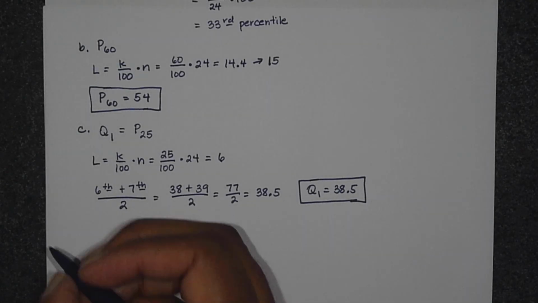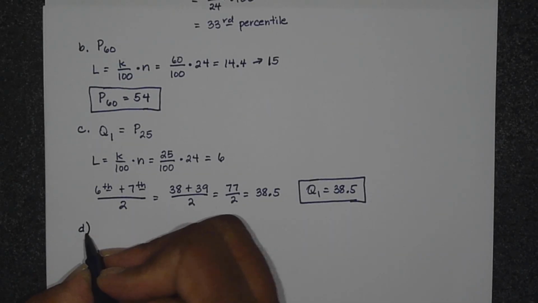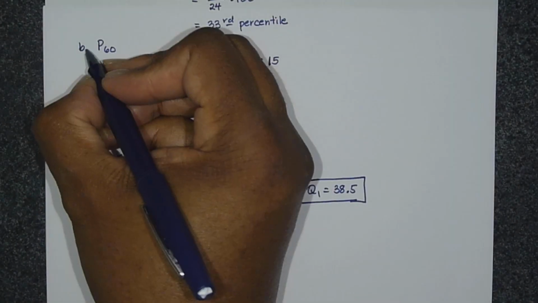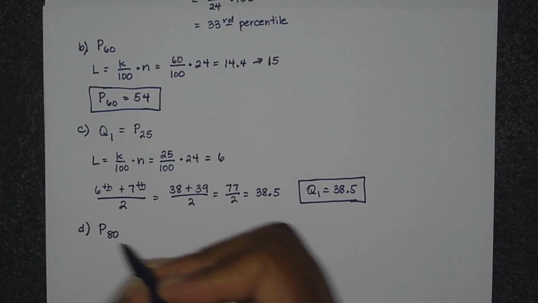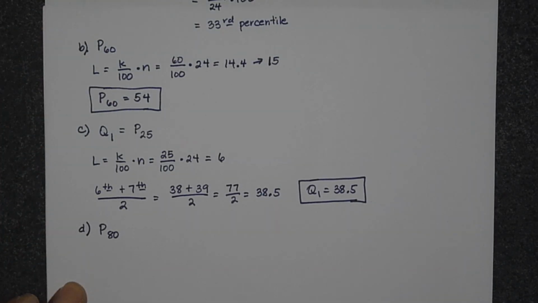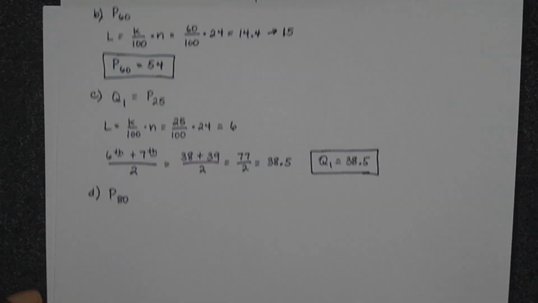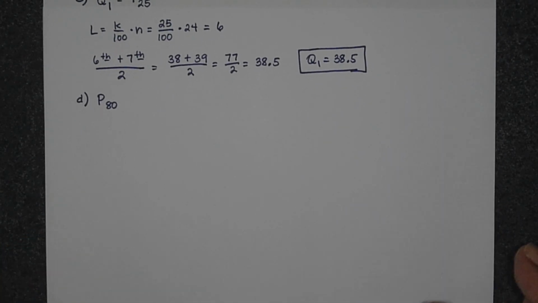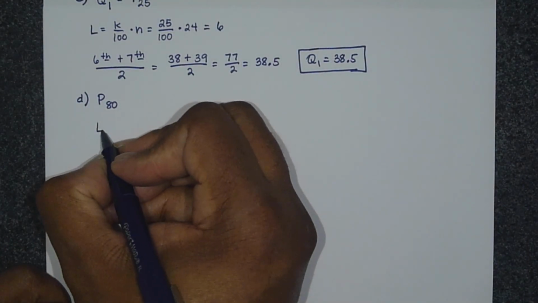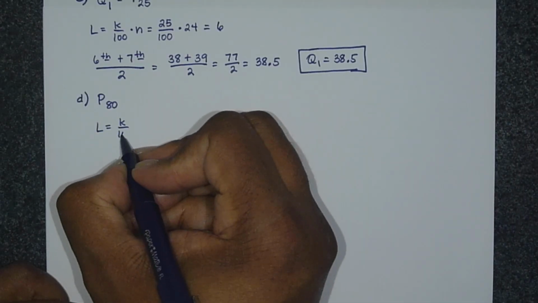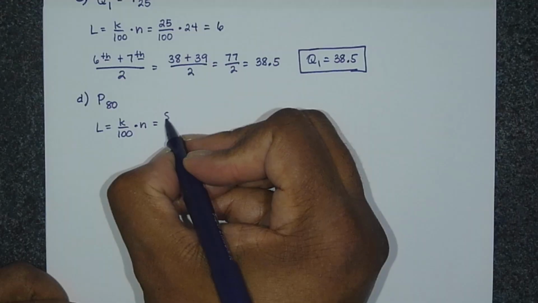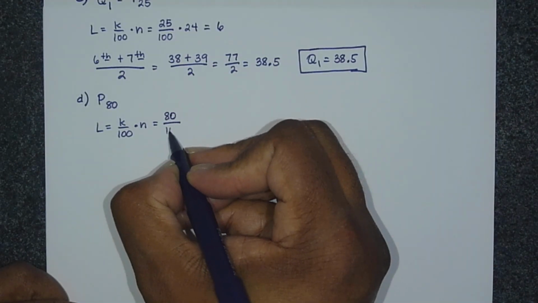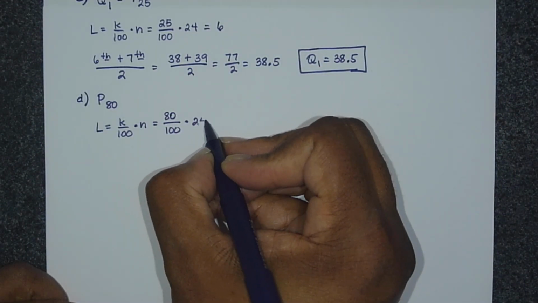Okay, now part D was P80, P sub 80. That's the 80th percentile that we're looking for in this case. And to do that, we always use L equals K over 100 times N. The K is going to be that 80, so it'll be 80 divided by 100 times N, which is 24.